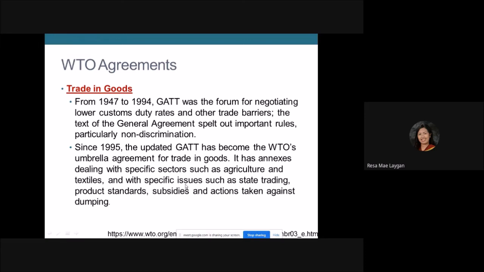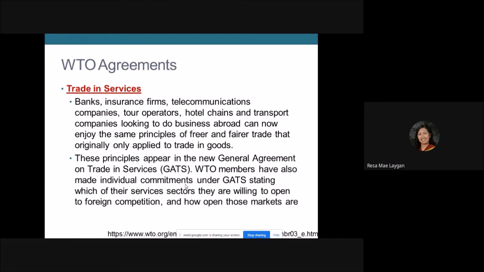So, then yun sa mga trade in goods, like those tangible goods. Another is we have trade in services, like here, take note that the objective of WTO is to achieve free and fairer trade that originally only applied to trade in goods, no? So here, that objective may apply in terms of trade in services, like mga banks, insurance firms, telecommunications companies, tour operators, hotel chains, and transport companies looking to do business abroad can now enjoy the same principles of freer and fairer trade that originally only applied to the trade in goods.